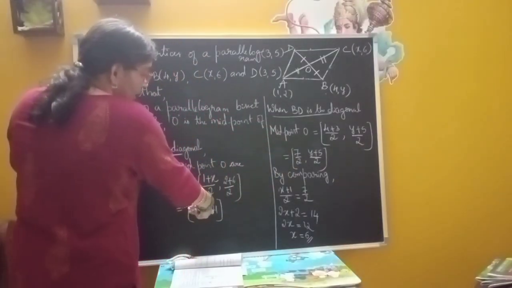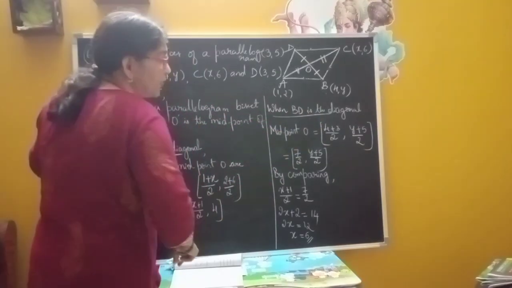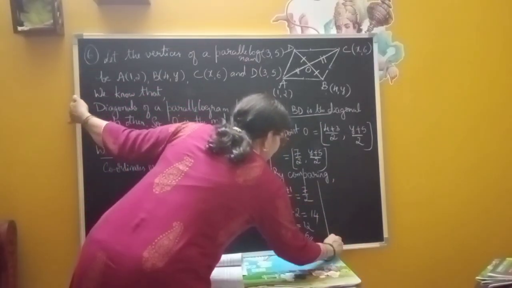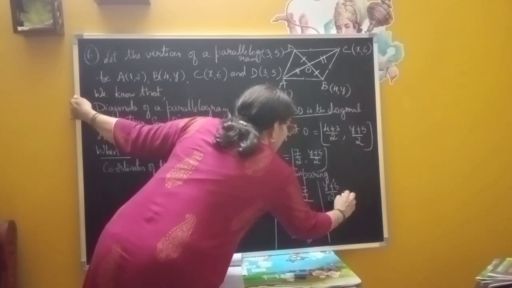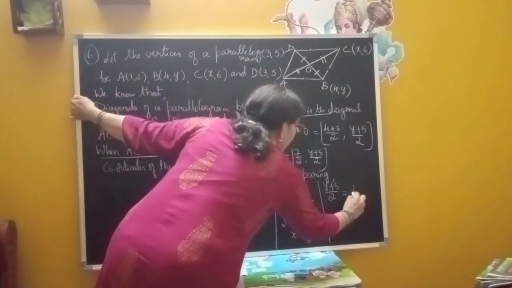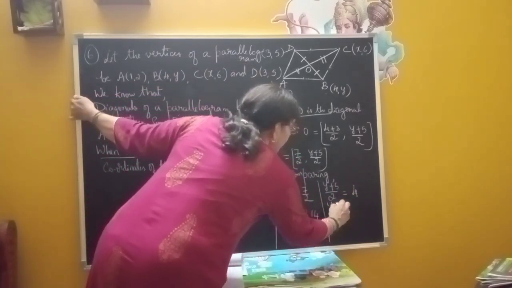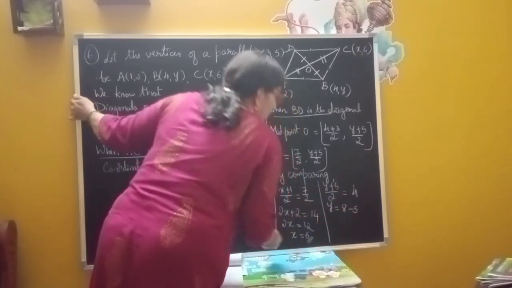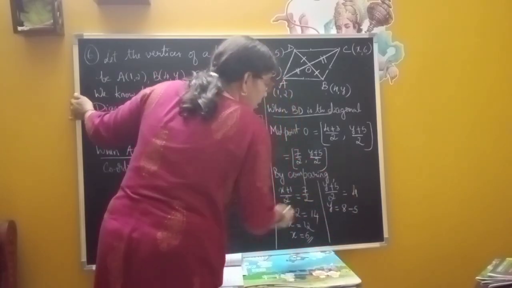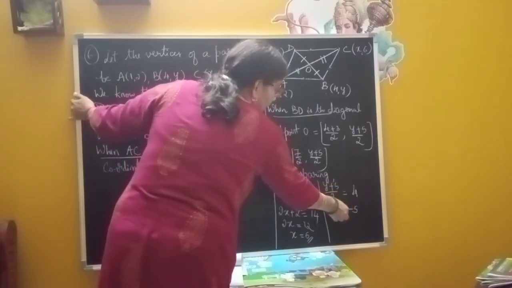Okay, now let us compare the y coordinate. Here it is 4, there it is y plus 5 by 2. So let us write y plus 5 by 2 is equal to 4. So y plus 5 is equal to 4 2s are 8, so y is equal to 8 minus 5.